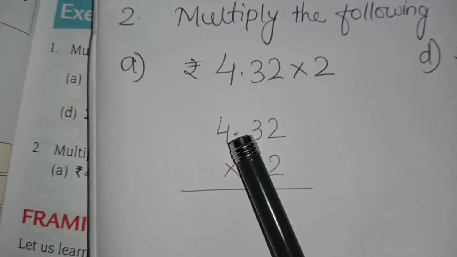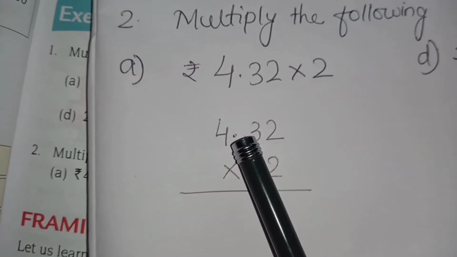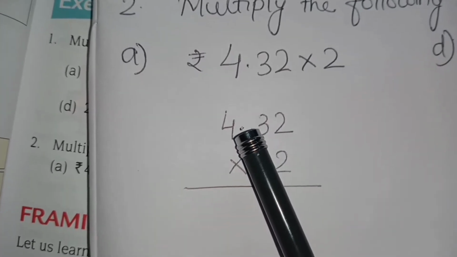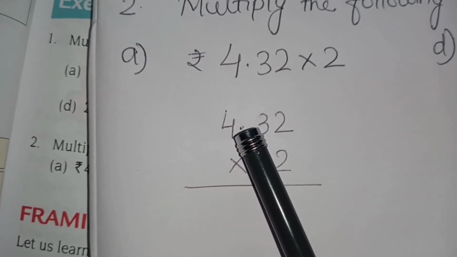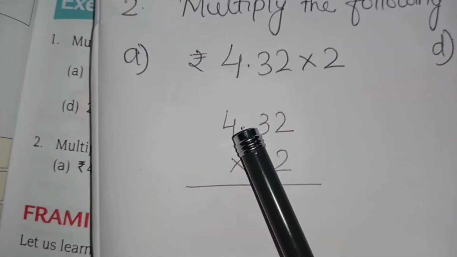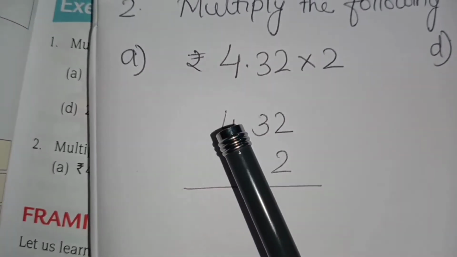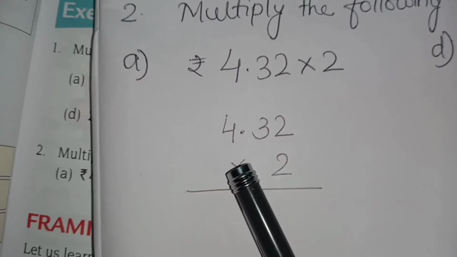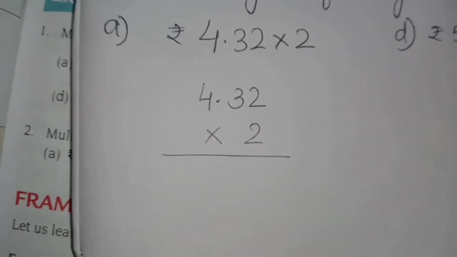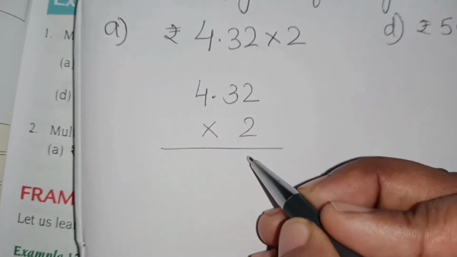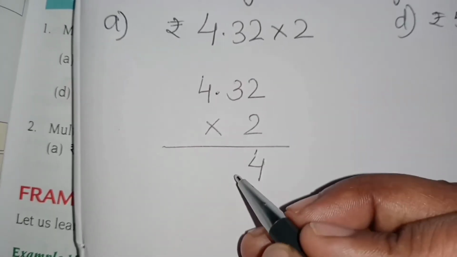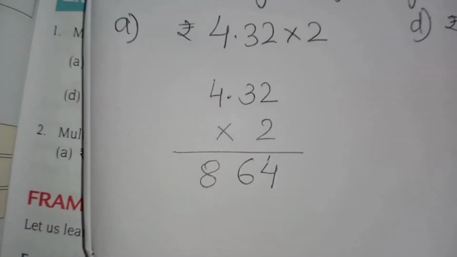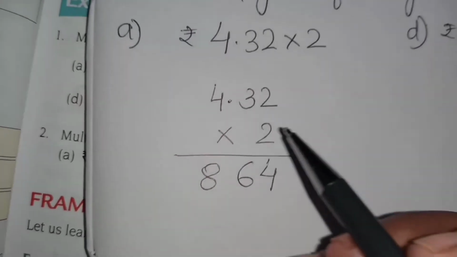Now don't get confused with this decimal point. What is the work of this? I will tell you. Now you think that this decimal point is not there. Just take 4, 3, 2 and you multiply by 2, how you multiply a number. So same way you do it. Now let's start. 2 twos are 4, 2 threes are 6, 2 fours are 8. Done. Now you see the decimal.